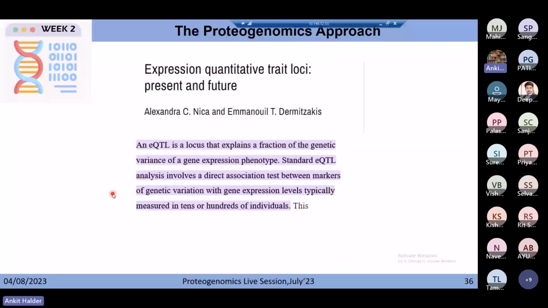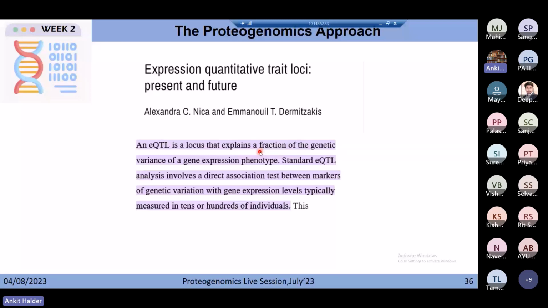Now there is another concept, your expression quantitative trait loci, or eQTL. I think you must have heard the word QTL, quantitative trait loci, or eQTL. Here the concept comes that if a particular locus or gene is mutated, how much fraction of that explains the effect seen in the phenotype, how much fraction of that.